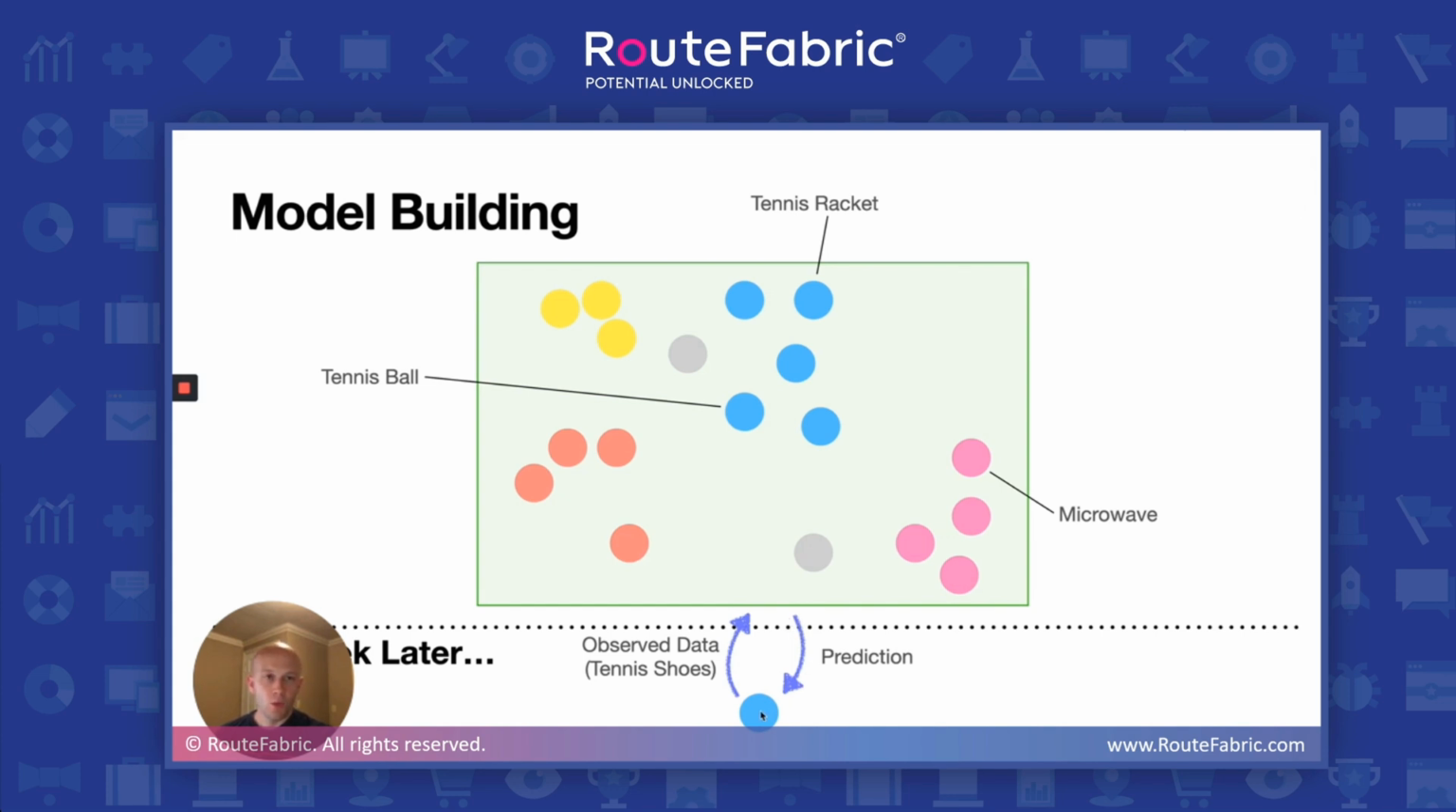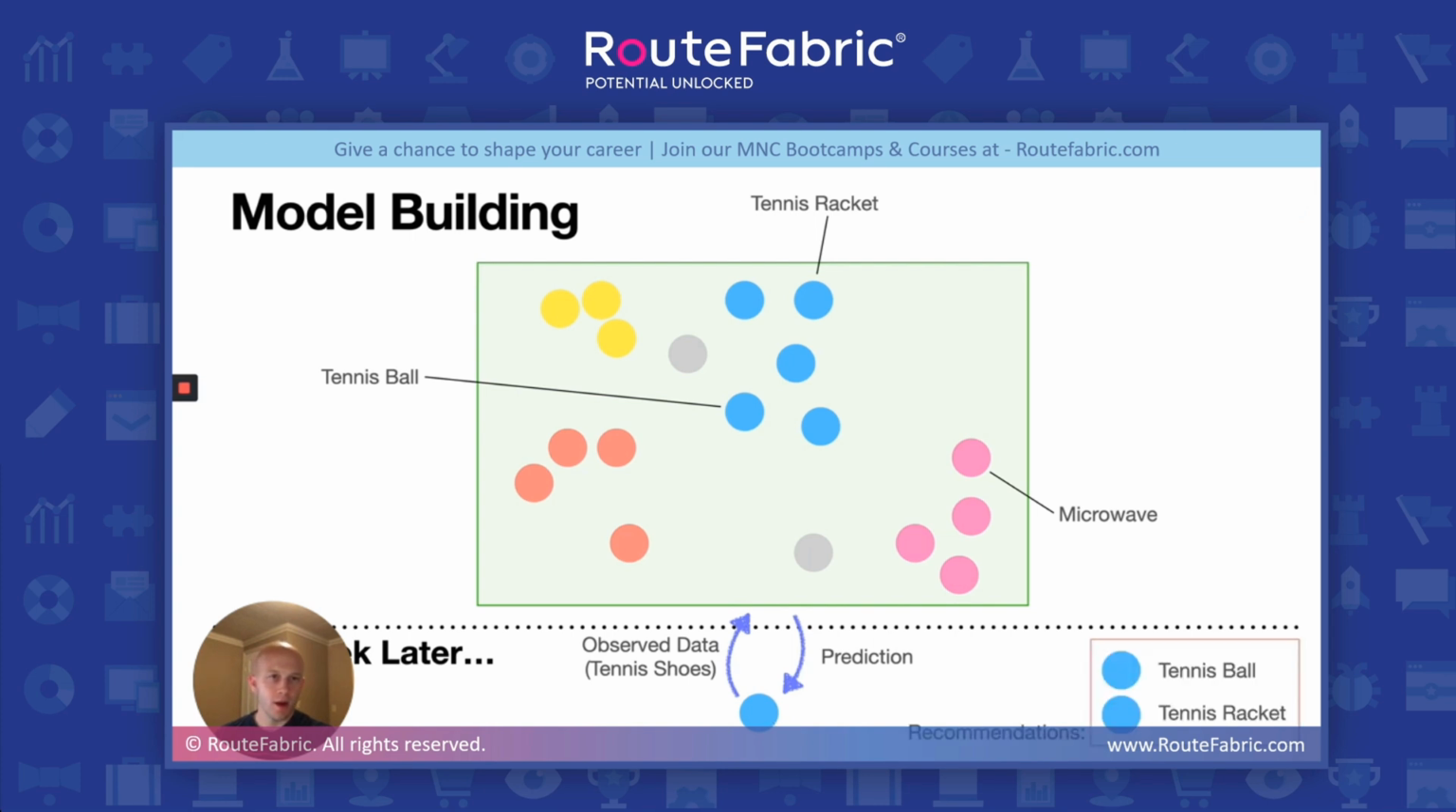And then we can use this prediction as people are adding things to their shopping cart. We can then make recommendations, and we can say, that is a blue item. Those are tennis shoes. I am going to suggest to you that you might also want to buy other things from that blue group. That's a tennis ball and a tennis racket.